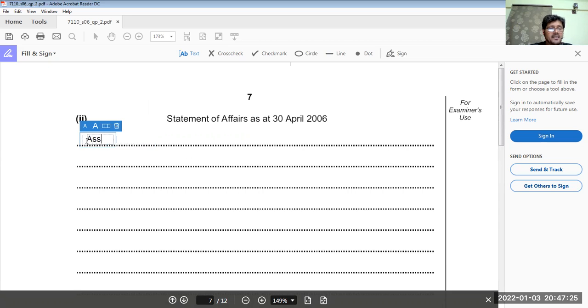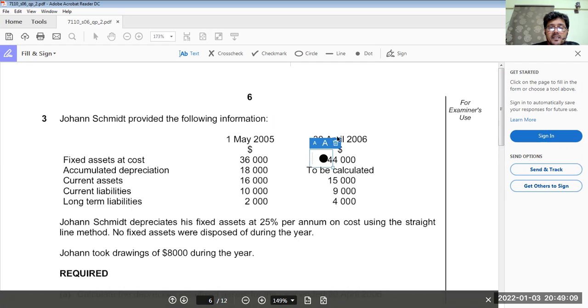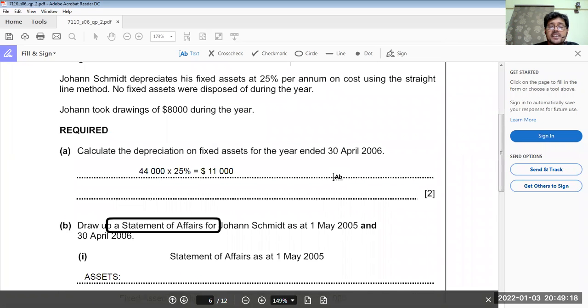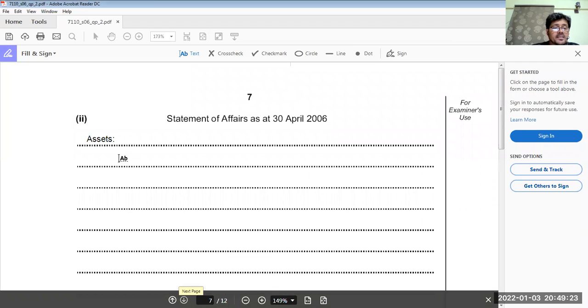So again, we'll write the heading assets. Now, on 30th April, fixed asset is 44,000 and we calculated accumulated depreciation is 11,000. So it means fixed asset valuation is 33,000: 44,000 minus 11,000 is 33,000. So we'll write over here fixed assets on valuation is 33,000. Getting my point clear? Now, current assets.